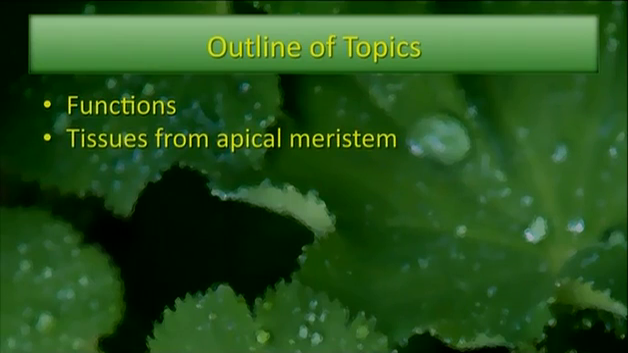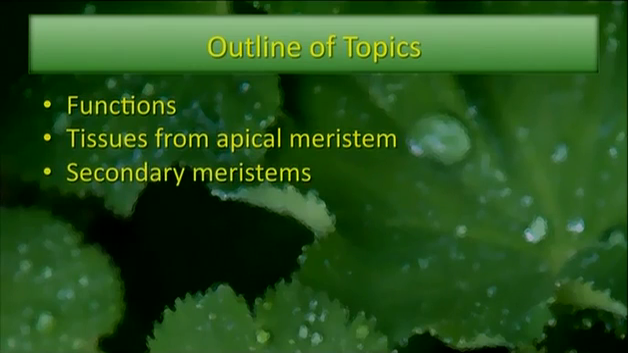We're going to talk about tissues from the apical meristem. Remember we talked about that before when we talked about roots, but this time we're going to be talking about tissues from the apical meristem of the stem. We're going to be talking about secondary meristems. Remember, you have primary meristems and secondary meristems. One is growth in length, that's primary meristems. The second is growth in girth or in broadness, that's secondary meristems.